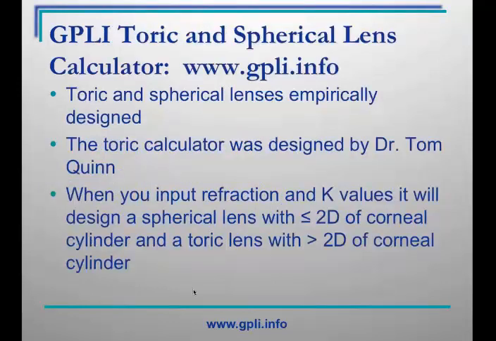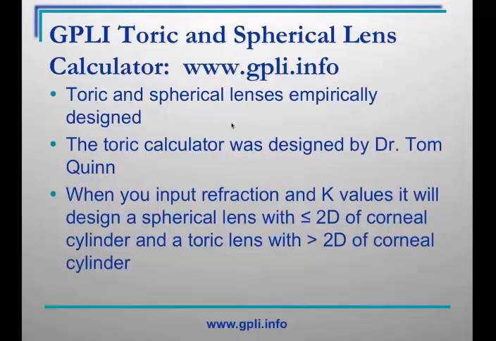There is another calculator that you can use that we highly recommend, and that's the GPLI toric and spherical lens calculator, again, available on our website. So this particular calculator can also calculate spherical lenses. The toric calculator was designed by Dr. Tom Quinn. When you input refraction and K values, it will design a spherical lens with less than or equal to 2 diopters of corneal cylinder. In patients that have greater than 2 diopters, it will recommend and design a toric lens.